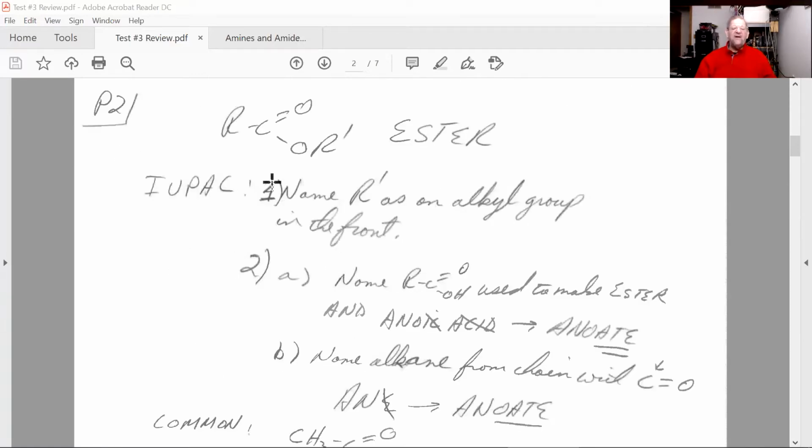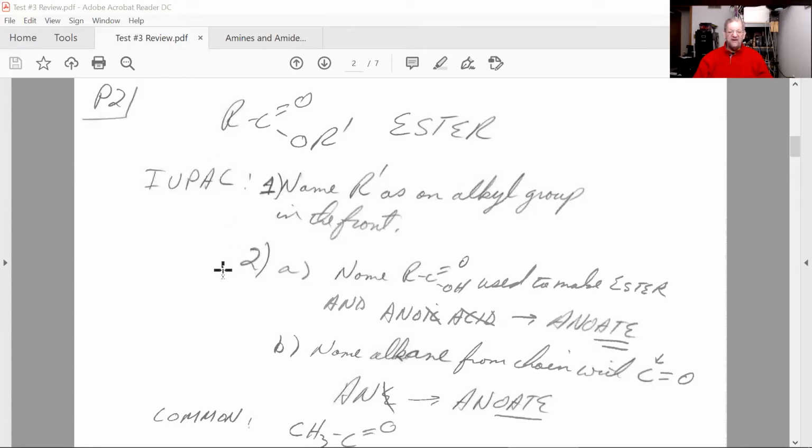Now, next I start talking about a derivative of carboxylic acids. Derivative means made from, and that's an ester. That's where you have a carbonyl, carbon double bond to oxygen, with an R group, and an oxygen. On the oxygen is another R group, which we call R prime, just like X and Y in math. And how do you name them? Well, the IUPAC way, first of all, you name R prime as the alkyl group it is in front.